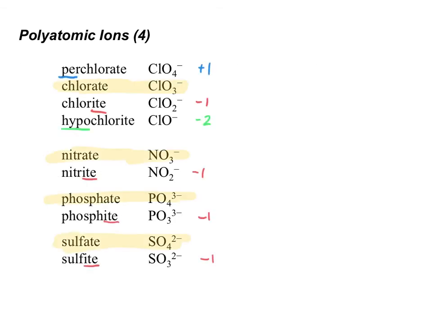So examples, as we said, chlorate, ClO3-, we have the perchlorate with ClO4-, chlorite with ClO2-, and hypochlorite for ClO-. More common ones: nitrate, NO3-, you need to be familiar with nitrite, NO2-. Phosphate, PO4 3-, you need to be familiar with phosphite, PO3 3-. Sulfate, SO4 2-, becomes sulfite when you lose an oxygen, SO3 2-.